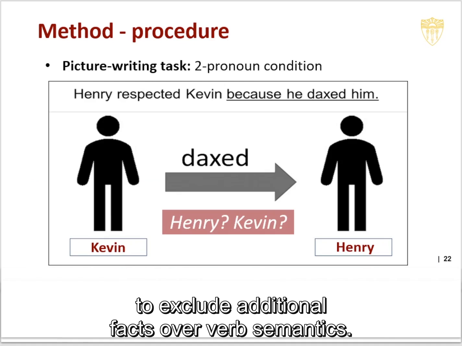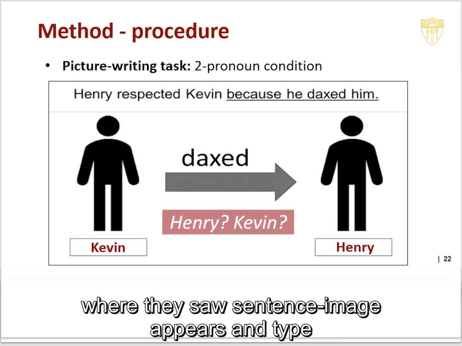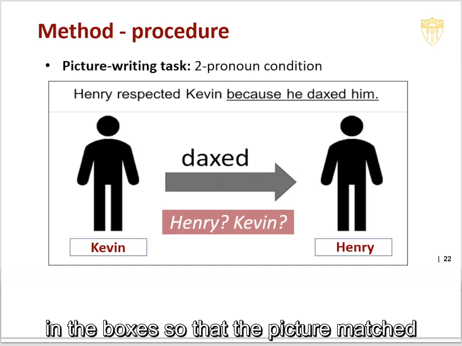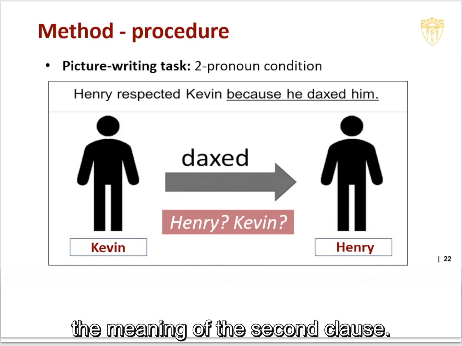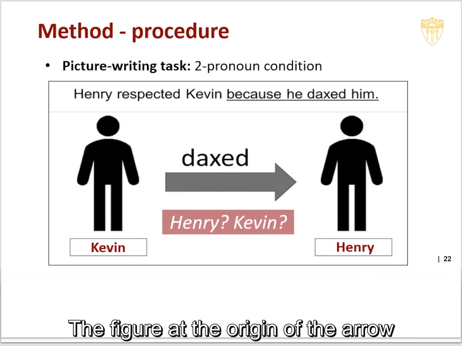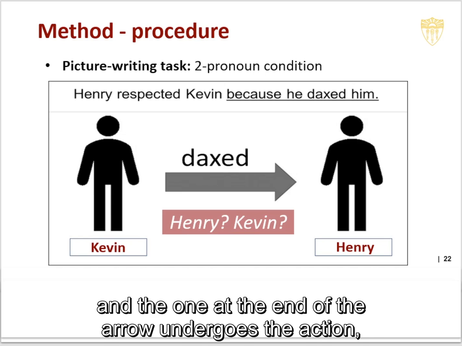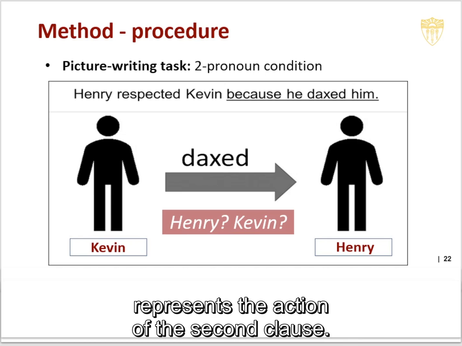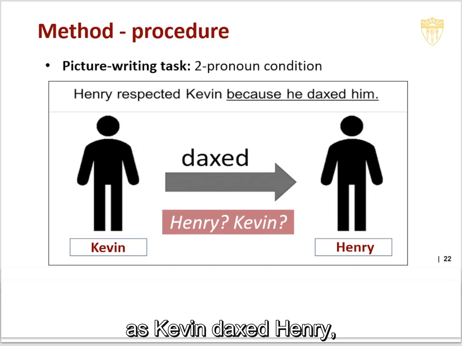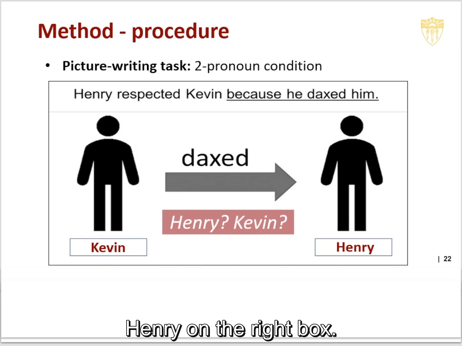In this experiment, participants did a picture writing task where they saw sentence image pairs and typed in names of event participants of the second clause in the boxes so that the picture matched the meaning of the second clause. In the two pronoun condition, the pictures included two stick figures. The figure at the origin of the arrow is the initiator of the action, and the one at the end of the arrow undergoes the action, and a nonce word in the middle represents the action of the second clause. For example, if people interpret he texted him as Kevin texted Henry, they will type in Kevin on the left text box, Henry on the right box.